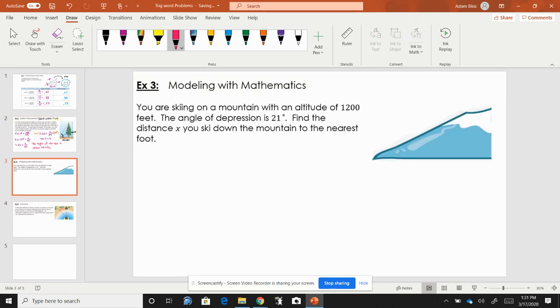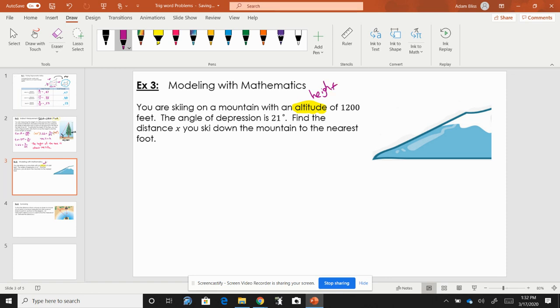All right. Example 3. You are skiing on a mountain with an altitude of 1,200 feet. The angle of depression is 21 degrees. Find the distance x you ski down the mountain to the nearest foot. All right, so a few things we got to talk about. Altitude. What does altitude mean? When you think of altitude, think of an airplane. Right? The altitude of an airplane is how high your airplane is.